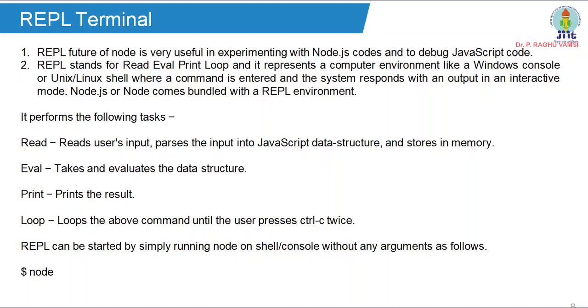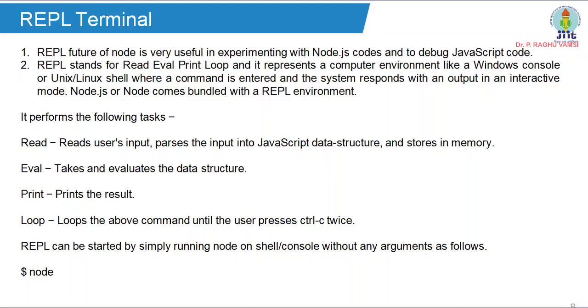Node.js comes bundled with a REPL environment. It performs the following tasks. Read reads the user input, parses the input into a JavaScript data structure, and stores it in memory. Evaluate takes and evaluates the data structure. Print prints the result. Loop repeats the above commands until the user presses Ctrl+C twice. So if you want to stop, Ctrl+C has to be pressed two times.